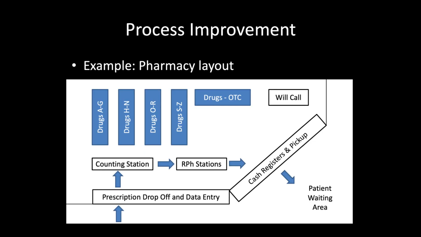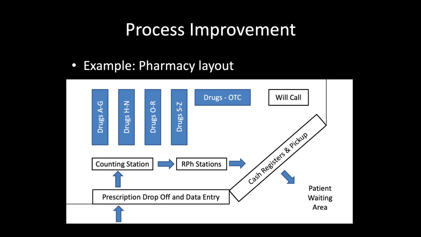So let's walk through an example. Here's a layout of a community pharmacy, a pretty basic layout. For those of you who have worked in a community pharmacy, this may seem familiar to you. We have the workflow that's represented by the blue arrows in a clockwise fashion, where prescriptions are dropped off and entered into the computer via the data entry station. Labels are then used to fill the prescriptions at the counting station. The pharmacist will then verify the prescription at the RPH station. Finally, the prescriptions go to a will call bin and are picked up by the patient in the patient waiting area. In this example, do you notice any operational weaknesses or potential improvements focusing on the layout of the pharmacy?